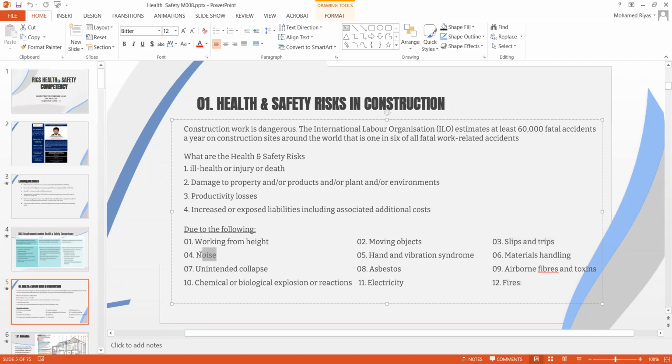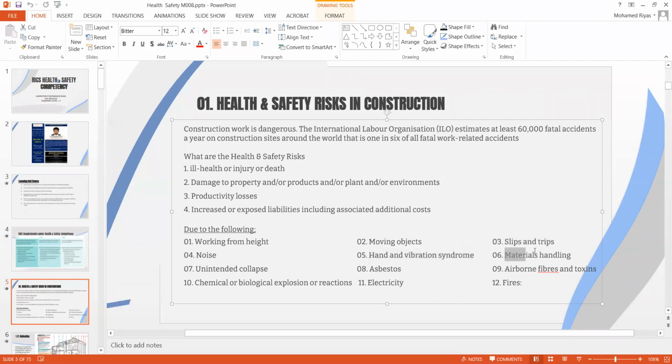The fourth category is noise. Any excessive noise can cause harm to the ear, and this can cause health and safety issues to the overall health. The fifth category is vibration syndrome. This is usually when a vibrator is used directly by the workman, the vibration can pass to the body, and that can create safety related issues to the overall health condition of the workman.